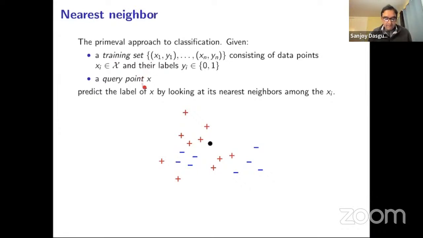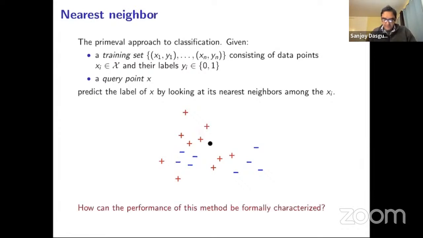When you get a query point and you want to predict the label at that point, you just look for its nearest neighbors. So let's say this is the query point. You look for its nearest neighbors amongst the training points. You look at their labels and you take the majority vote of those labels. Okay, super simple. And so the question is, how can we formally characterize the performance of this method?